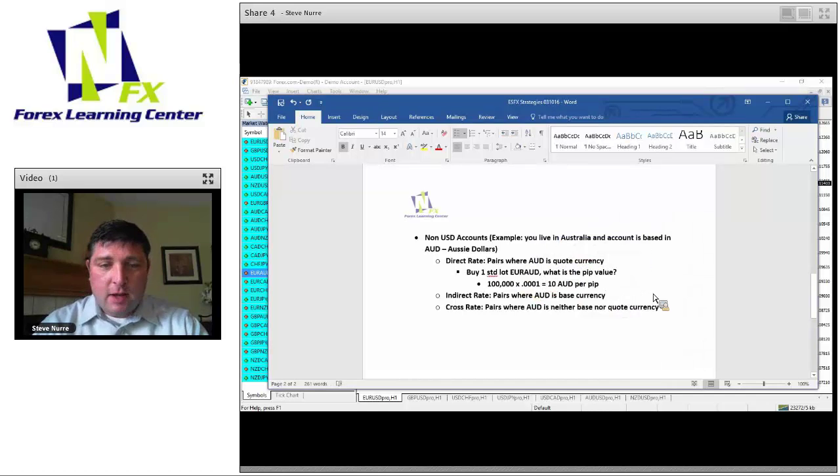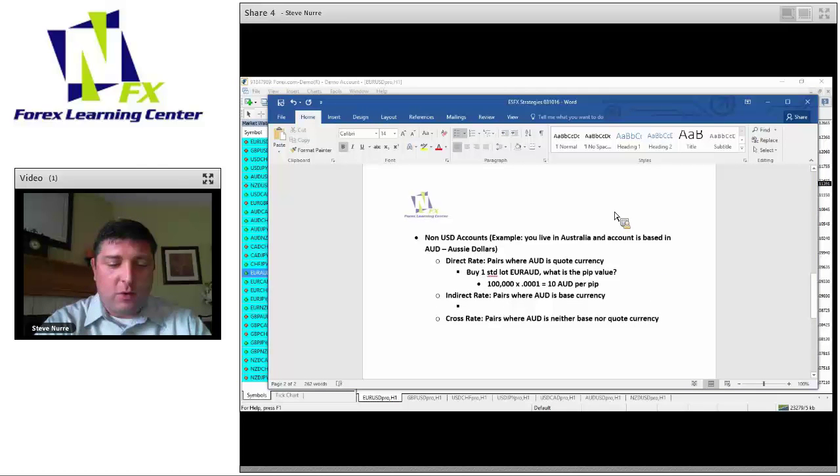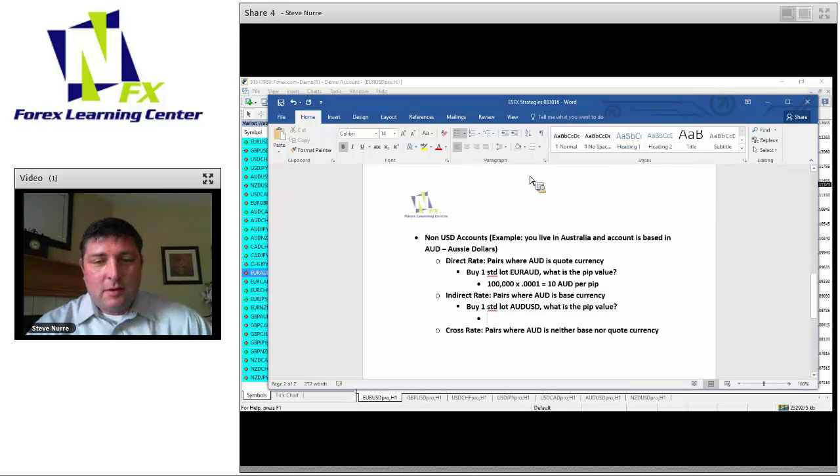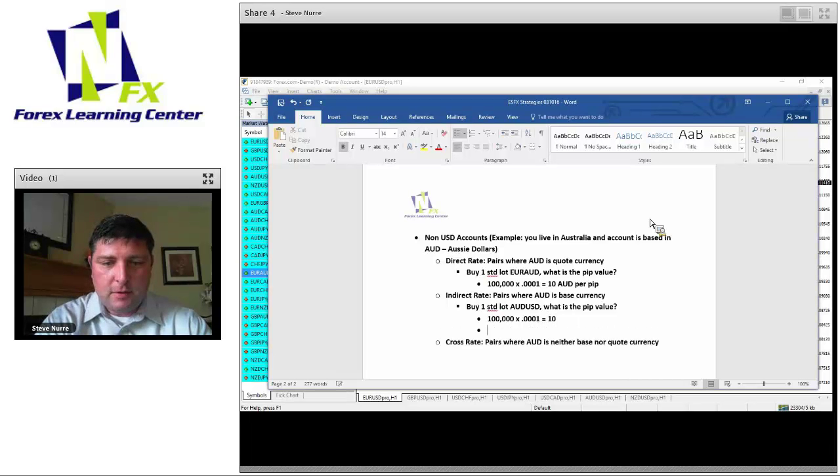Now, for me, the Aussie dollar pair is a direct rate transaction. However, if you live over there, and I were to buy one standard lot of AUD USD and I live in Australia, what is the pip value? Well, it's still lot size times tick size, so lot size, tick size, it's 1 pip, and that would come out to 10. But then we have to take that 10, and let's see, where's Aussie dollar at?